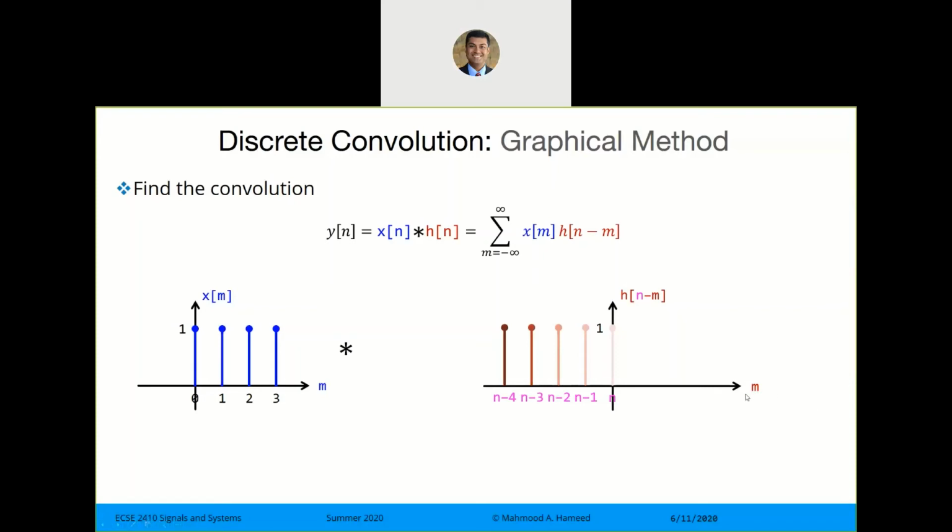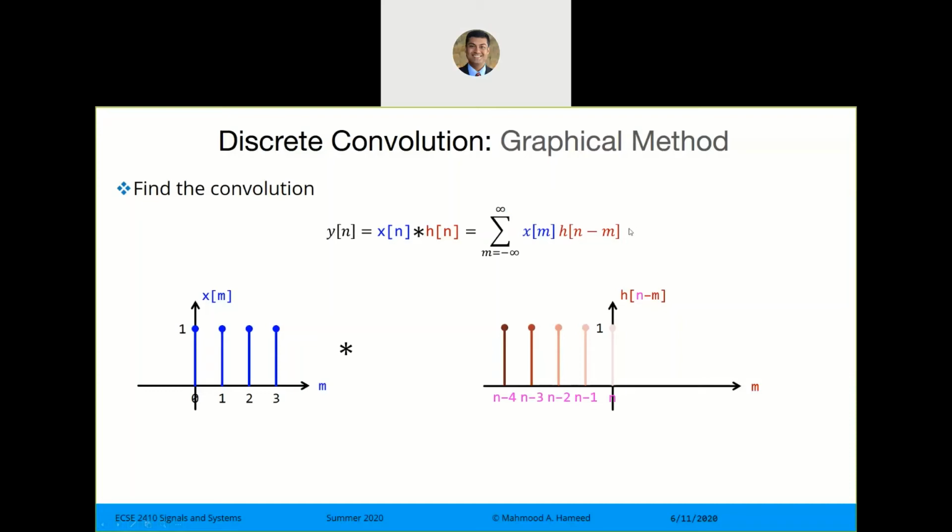Over here we are sketching this with the same m as the independent variable, the horizontal axis. So you have x of m on the left, you have h of n minus m on the right. All we need to do is multiply these elements and add them up, right? So multiply these elements and add them up. So what do we need to do while you are adding them up? For example, if you needed y of 0, what would you do? You would do summation m equals -infinity to infinity, x of m, h of 0 minus m.